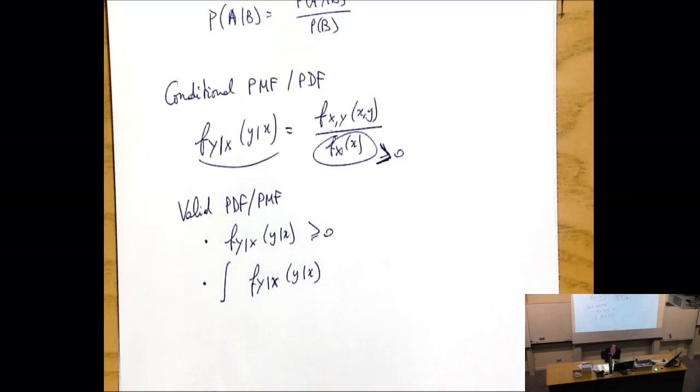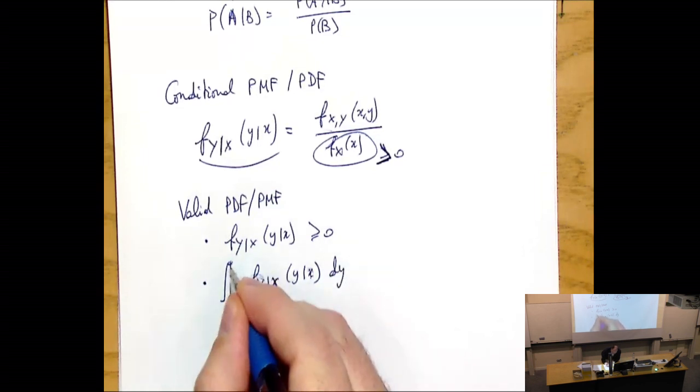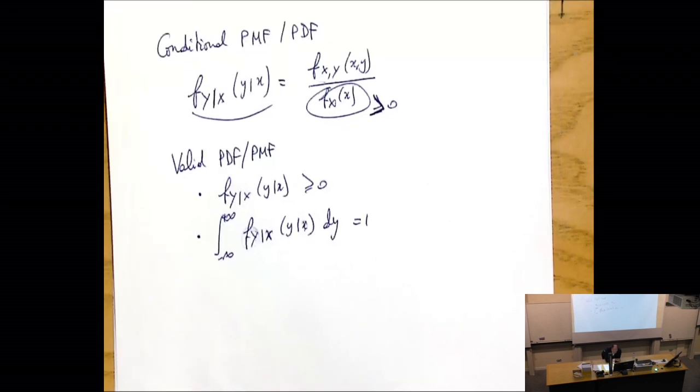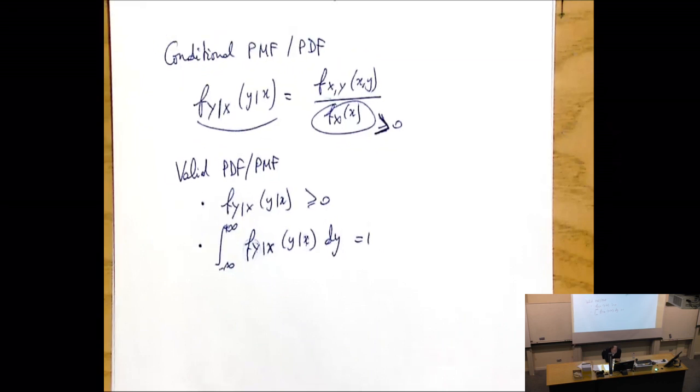with respect to what? With respect to y, because now x is given. I have a given value of x, so I'm integrating with respect to y, between minus infinity and plus infinity, and it should be equal to 1. So it's still the same as a PDF or PMF. If you have a PMF, you sum over all realizations of y, and this has to be equal to 1. So is that true?